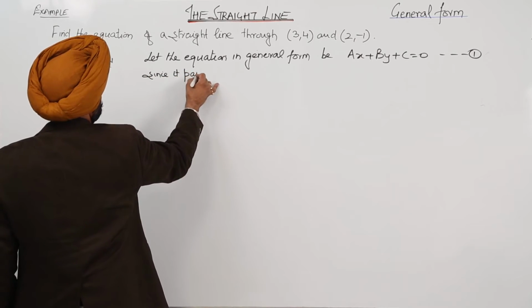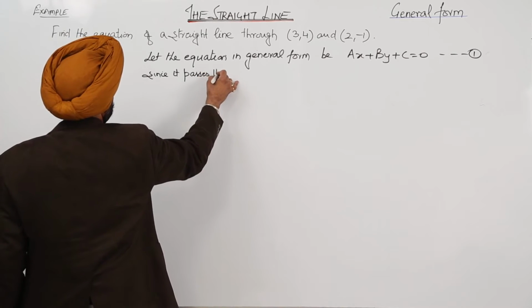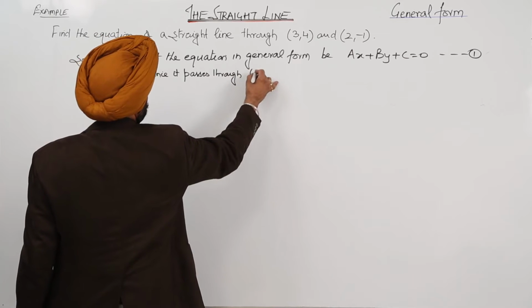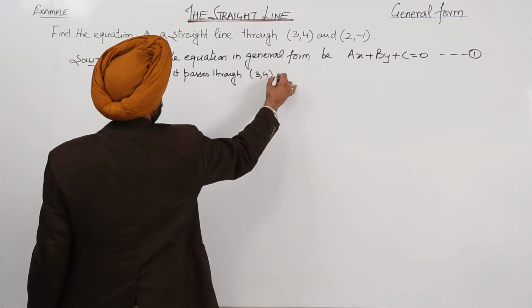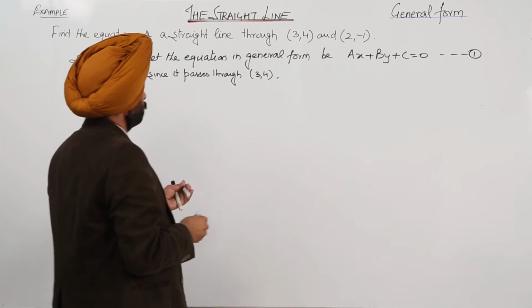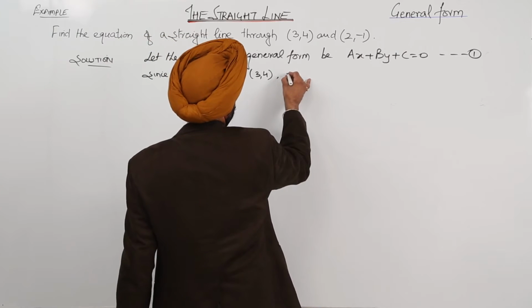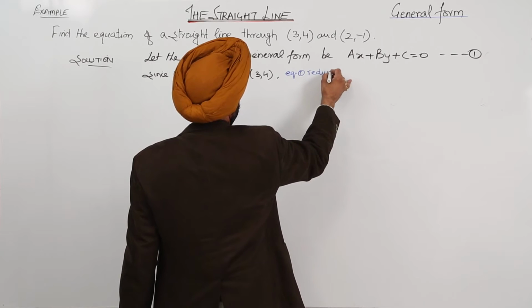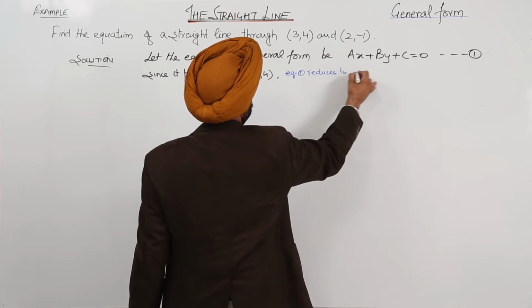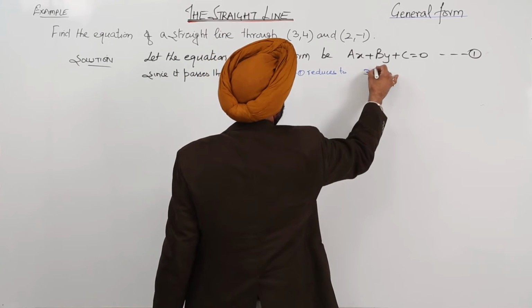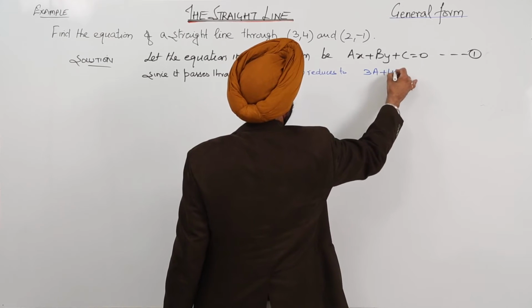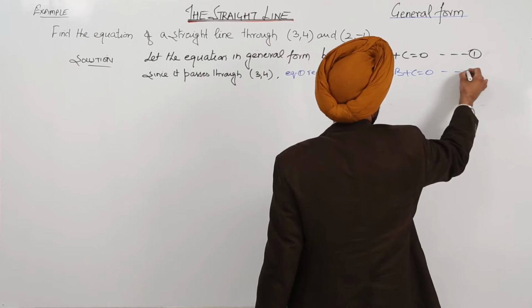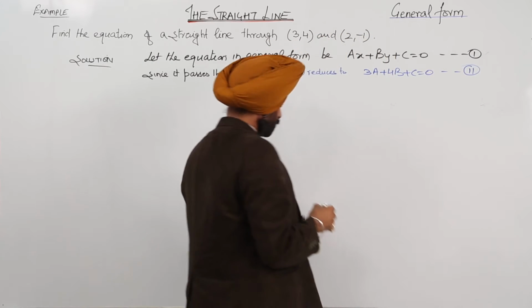Now, since it passes through (3, 4), equation 1 reduces to 3a + 4b + c = 0. Equation 2.